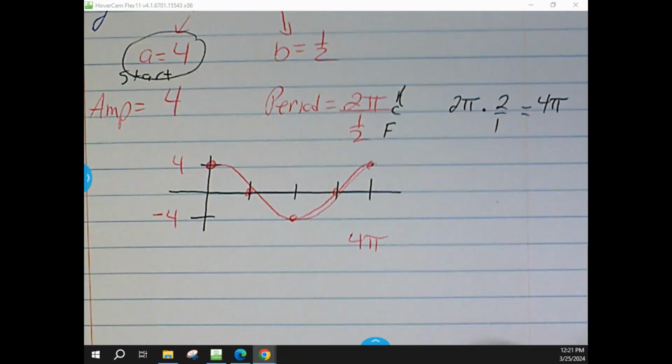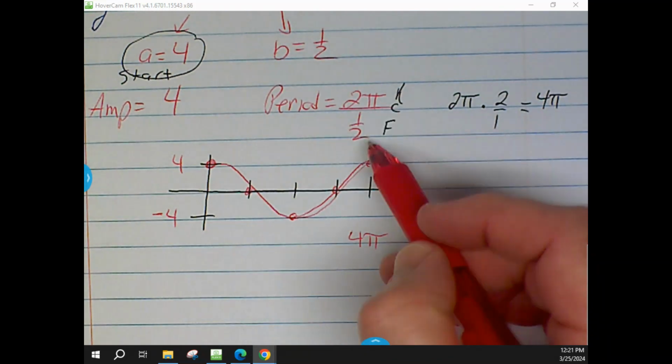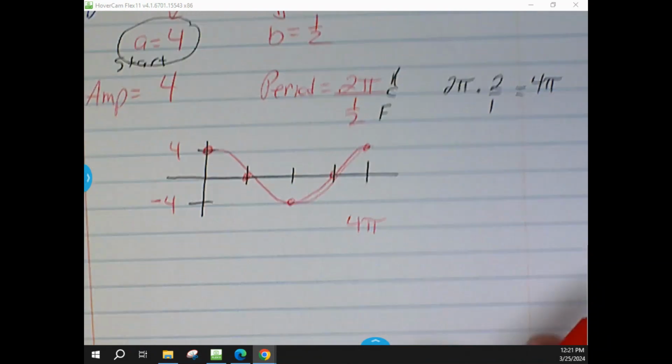Okay, now here's where, and I know we had the fraction. Most of the time y'all don't like fractions. This is one where it actually works out pretty nice.